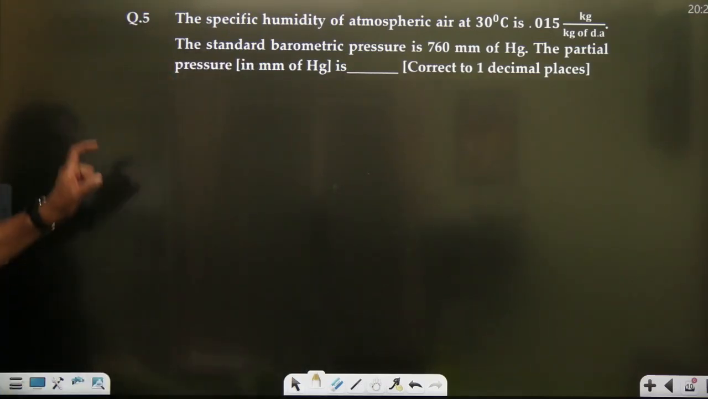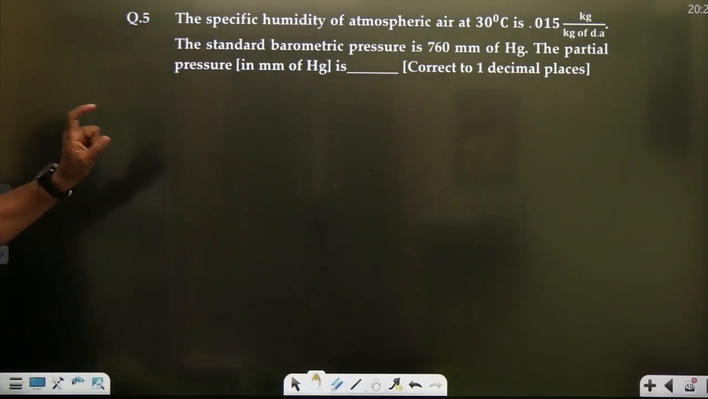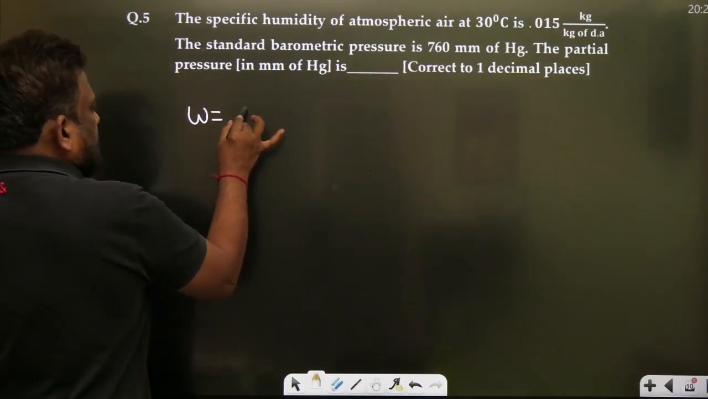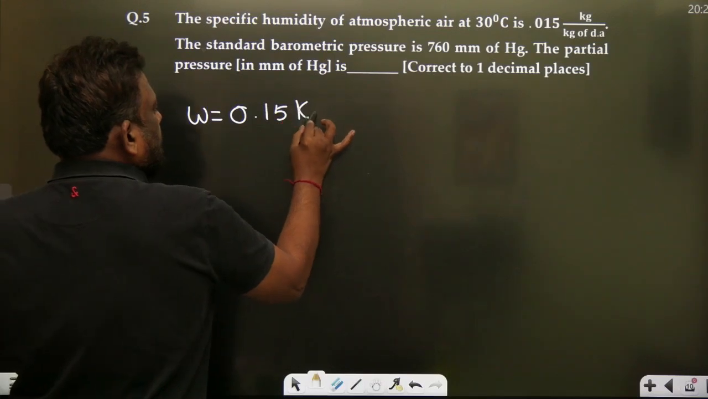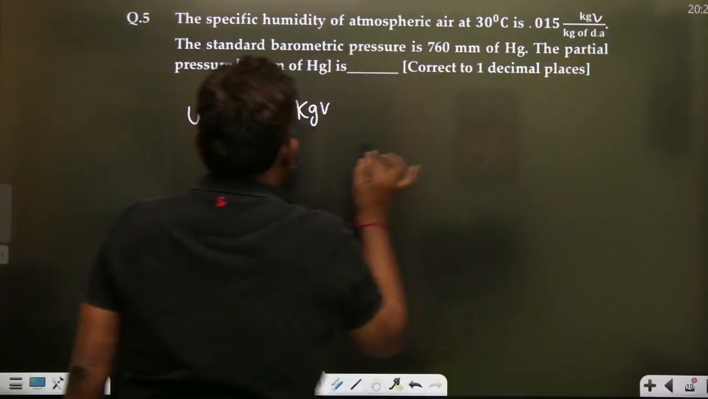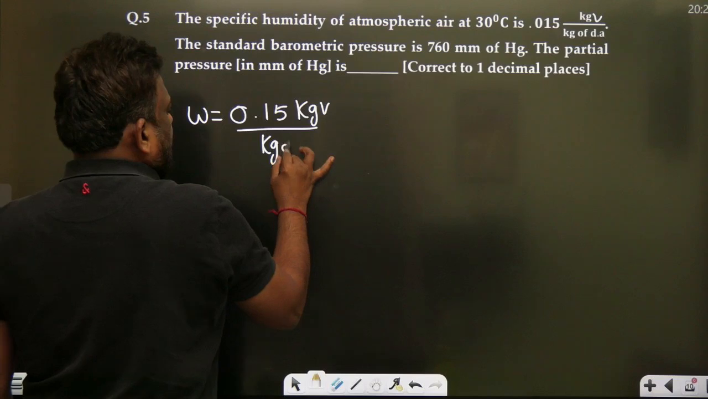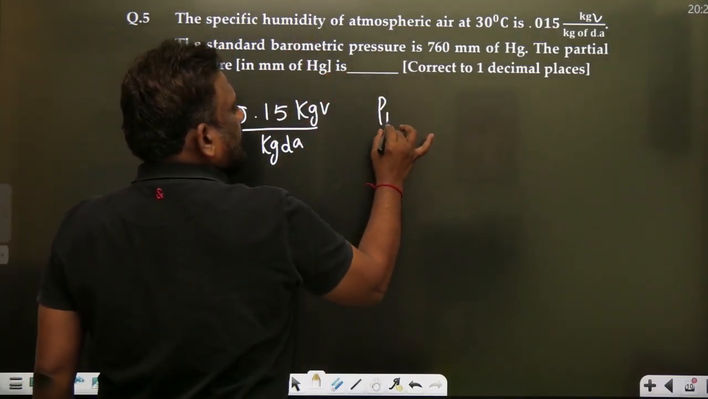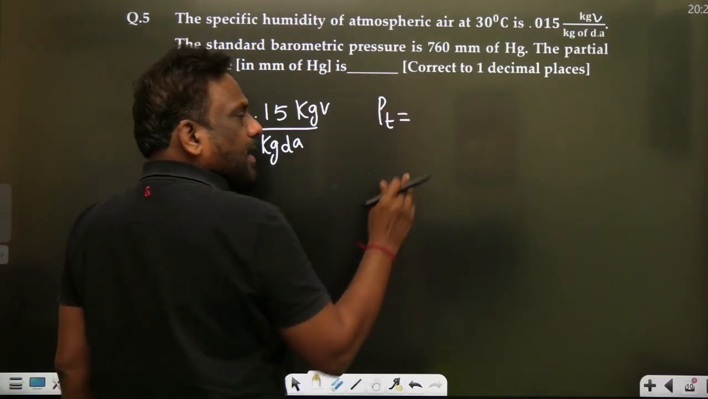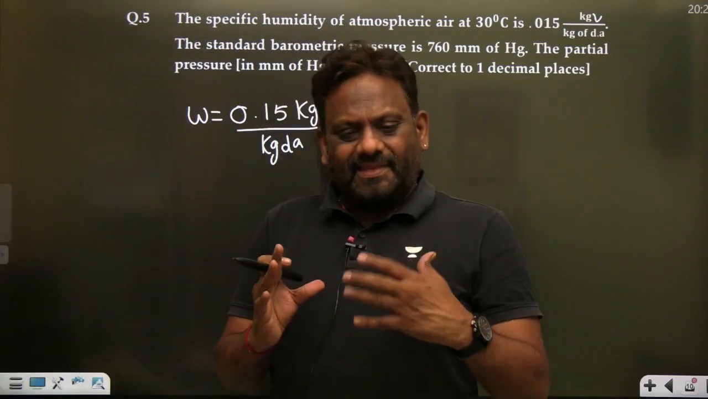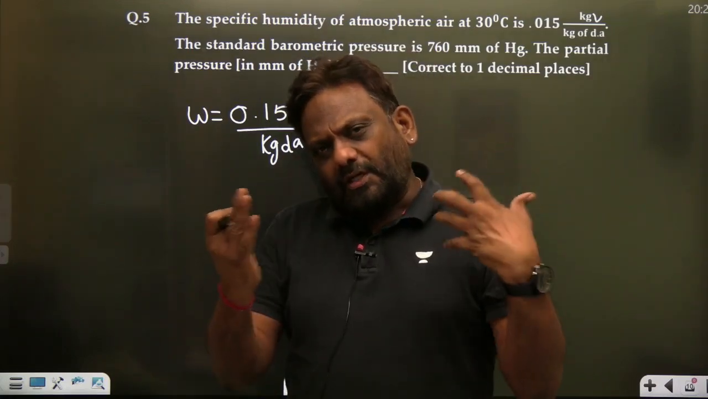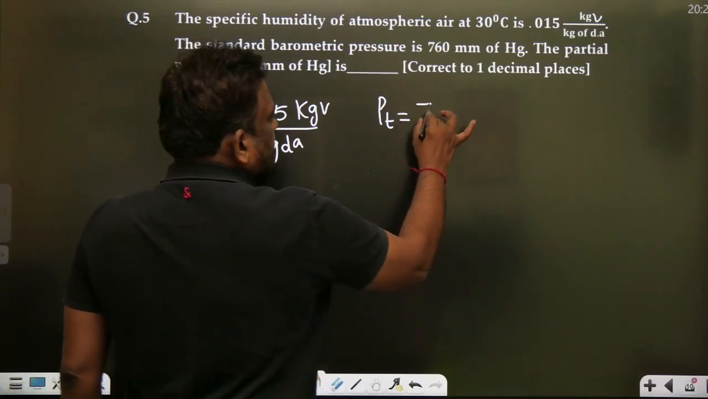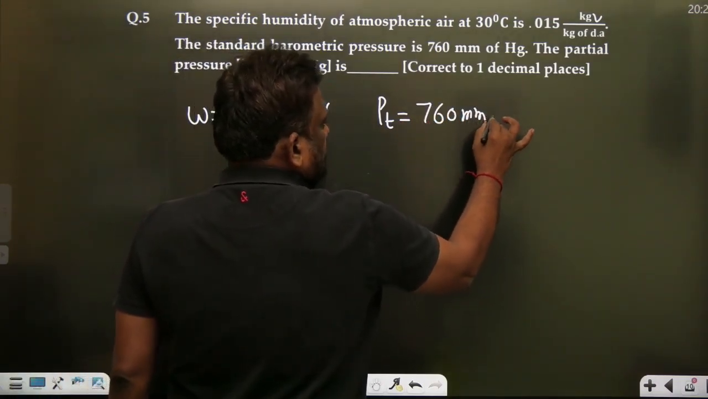Now take this question. The specific humidity of atmospheric air at 30 degrees centigrade is given as 0.15 kg of vapor per kg dry air. Omega is given, and the atmospheric pressure is given; I write this as total pressure, because in atmospheric air there is dry air and water vapor. So the total pressure is the sum of the partial pressures. That's why I write atmospheric pressure as P total. It is 760 mm of mercury.